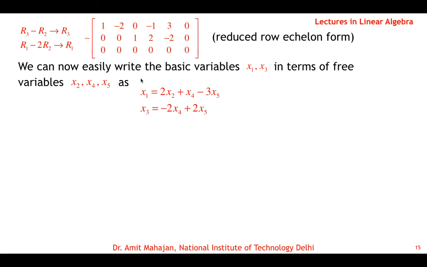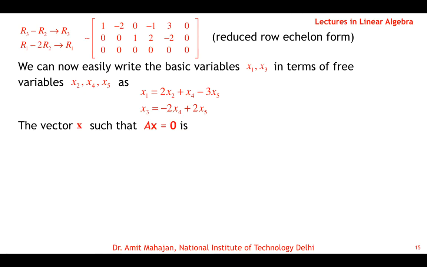Now we have two basic variables and three free variables. When we write the solution, the number of vectors in this solution is equal to the number of free variables. So we are going to get exactly three vectors in the solution. The number of free variables equals the number of vectors that we are going to get. It means in the solution there are infinite vectors, but we are going to get three independent vectors.